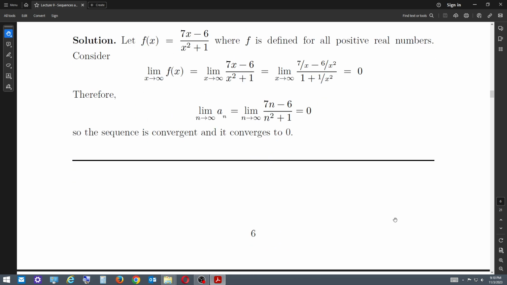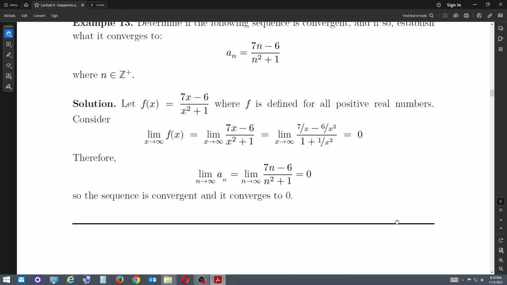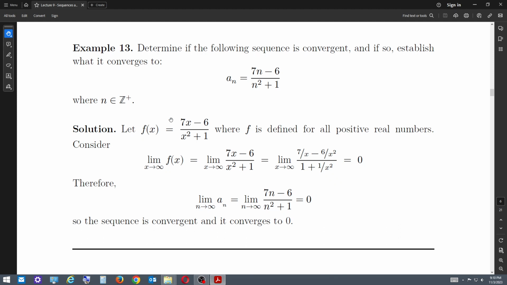All right, last example here. Well, actually, there are two more. So I'm gonna skip this one here. This is straightforward again. Same. This time you divide throughout by x squared after you introduce your function f of x and take the limit. And here the limit works out to be 0. So therefore, this limit is also 0. And hence the sequence is convergent and it converges to 0.